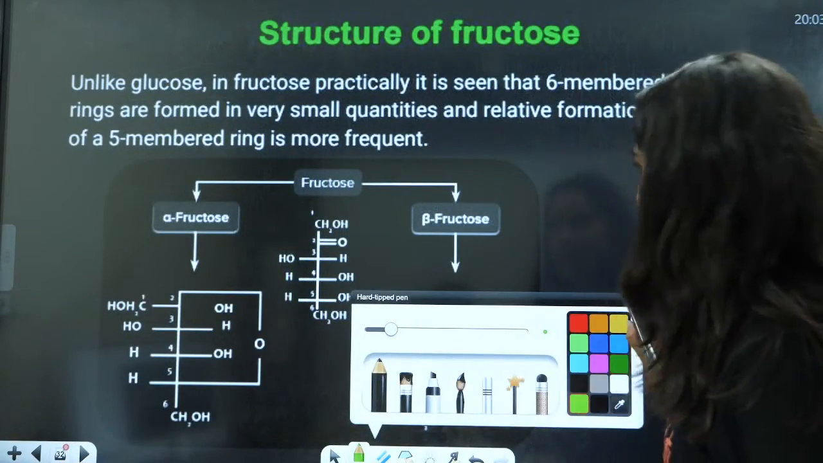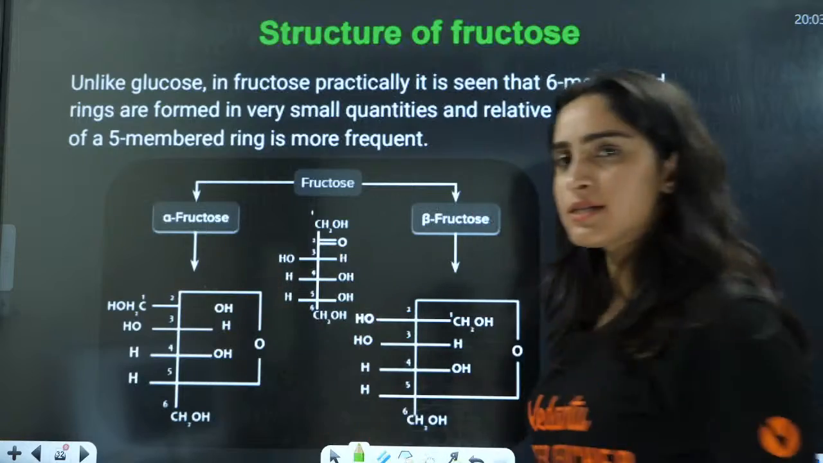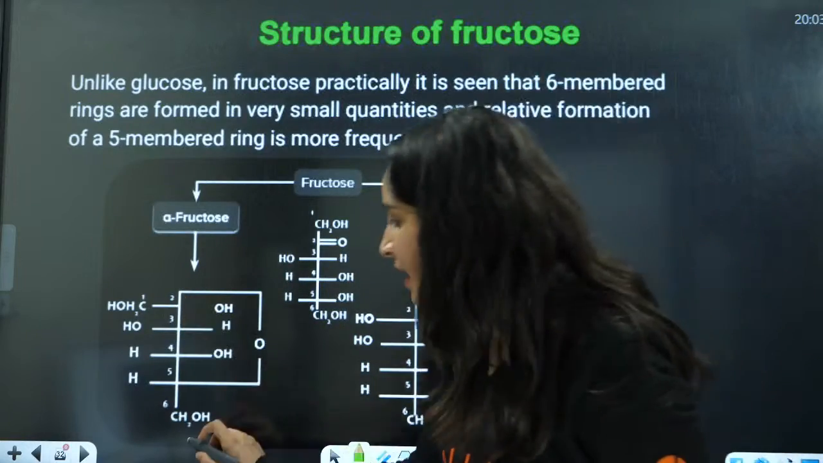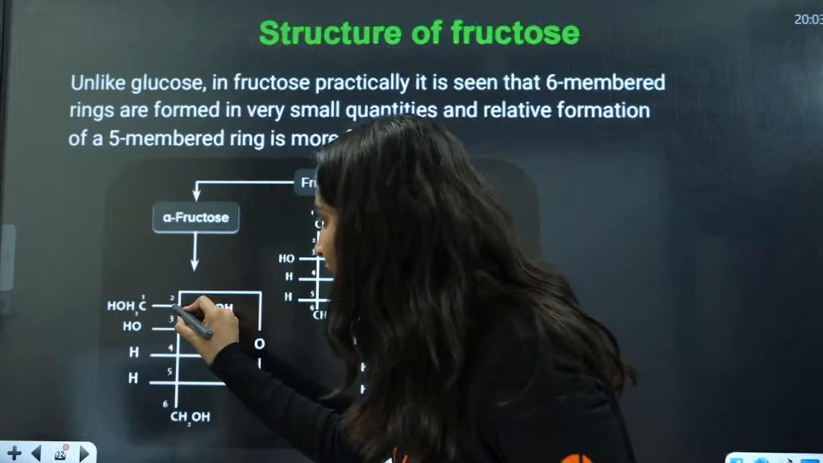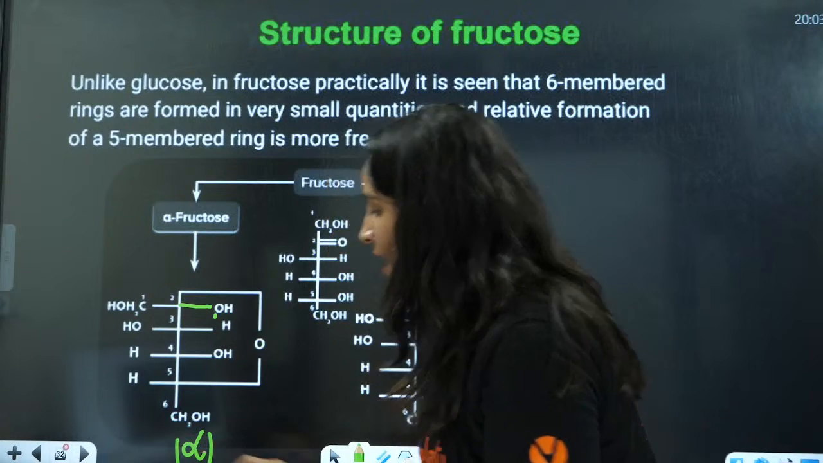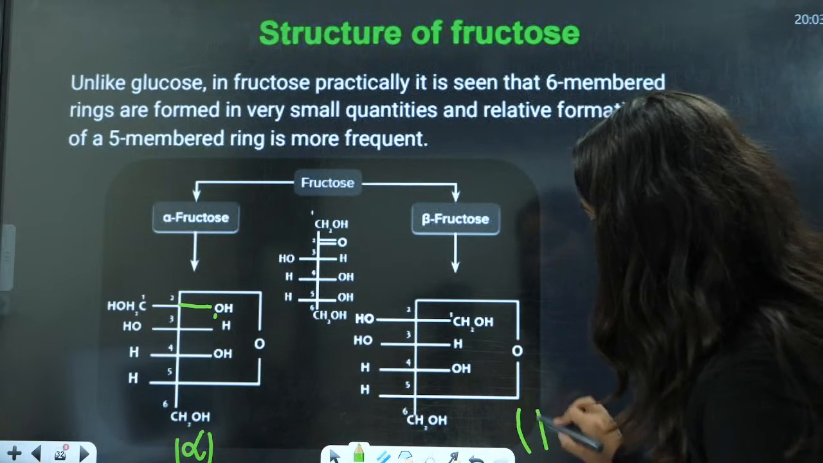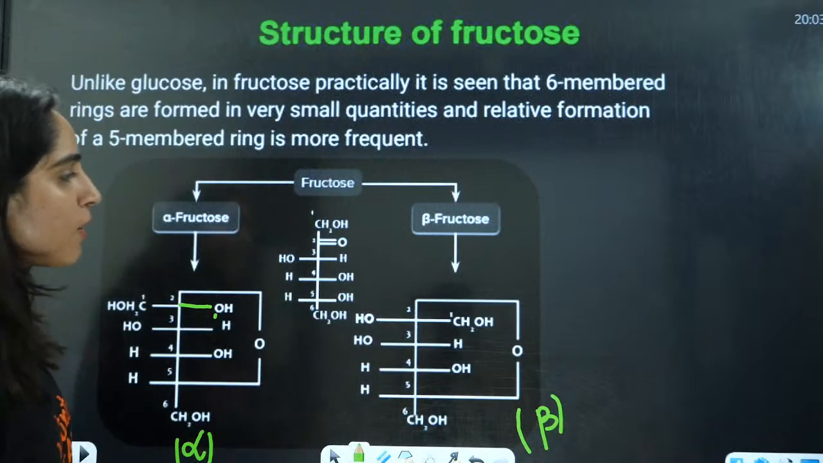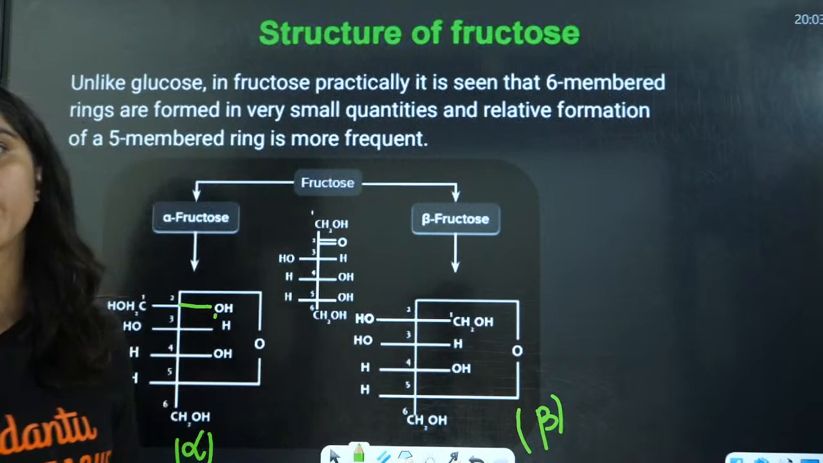Look at this very carefully. Now, we have drawn the structure. If you have the OH group on the right side, that is going to be the alpha. If you have the OH group on the left side, that is going to be the beta. Always like this. Now, but ma'am, this CH2OH group should be on the upper side.